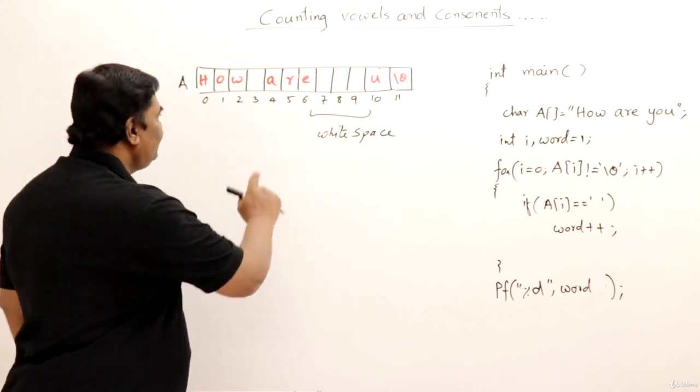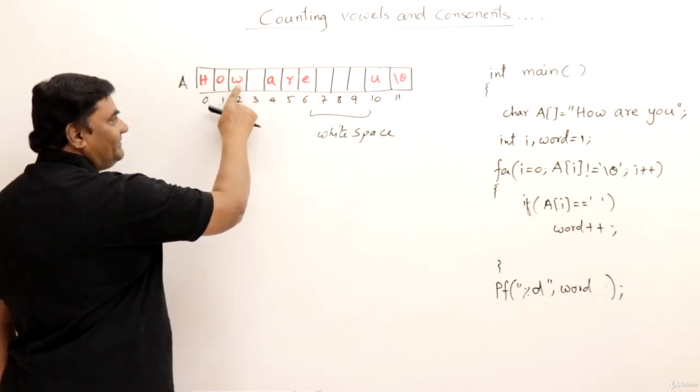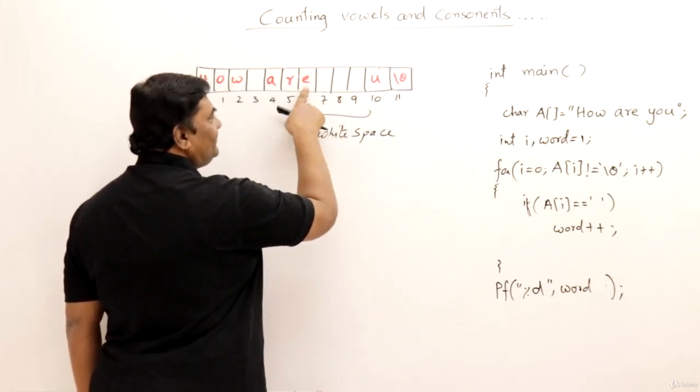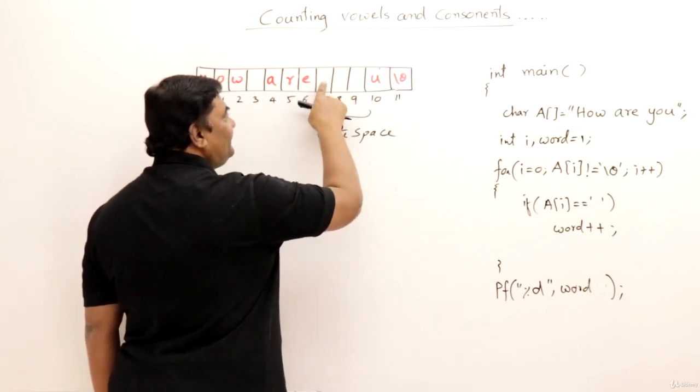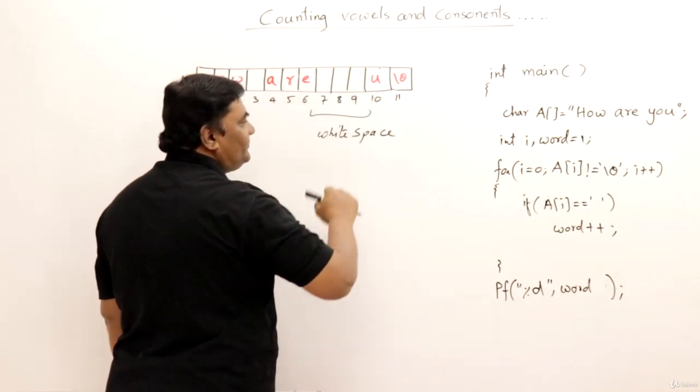So let us do it once again. This is space, previous one is not a space, so count it. This is space, previous one is not a space, so count it. This one, previous one space, don't count. Previous one space, don't count.